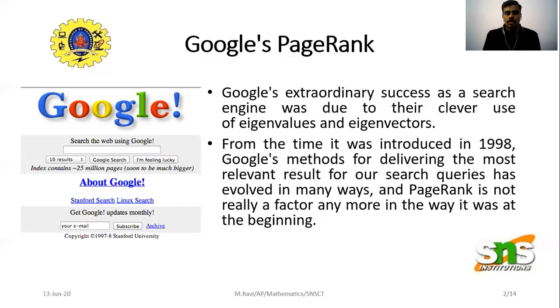Google did not think about PageRank initially. They did not empathize with it in the beginning, and later on they empathized, defined, and ideated. In a design thinking manner, they considered PageRank later on. The PageRank is not really a factor anymore in the way it was at the beginning. This is the main thing. Now let us consider an example.